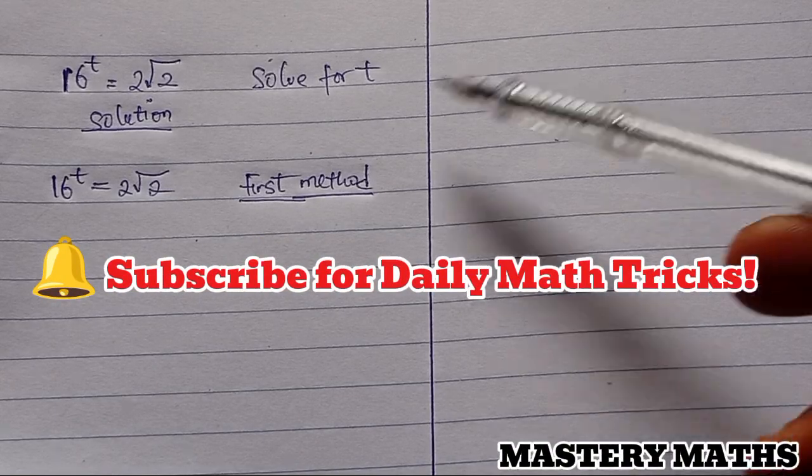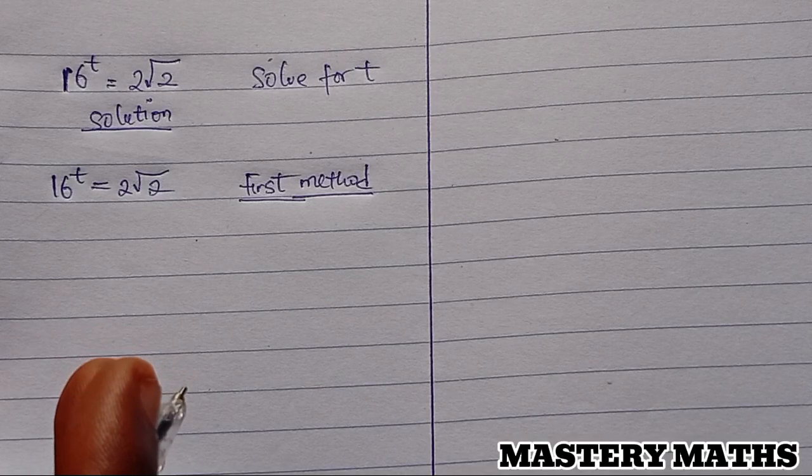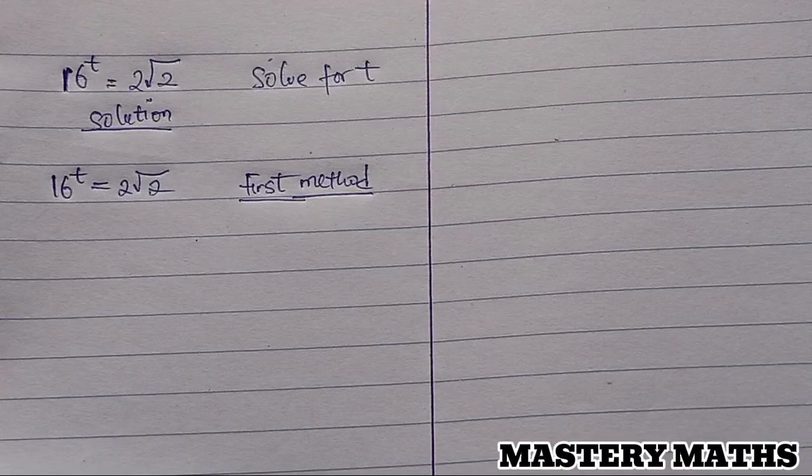We're going to solve for t. Now, solving for t, we'll have two methods of solving this question. I'm going to use the first method right now. After that, I'll use the second method.